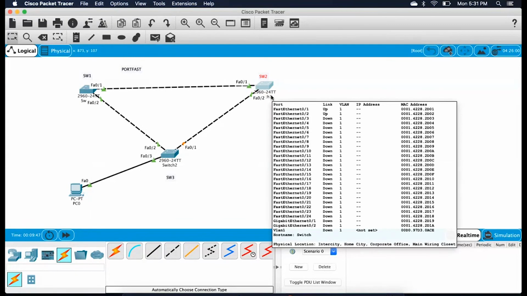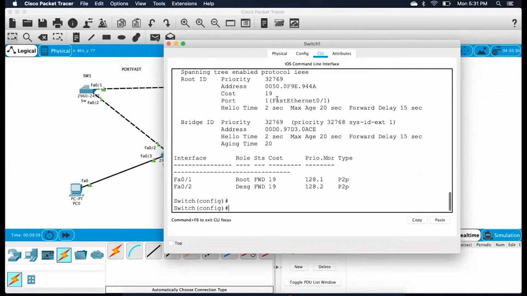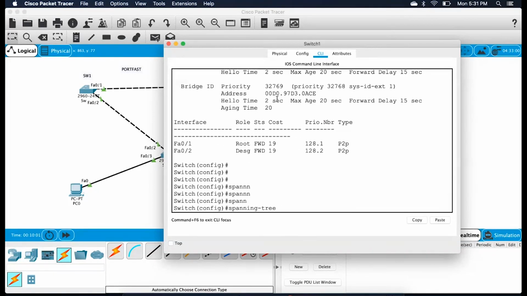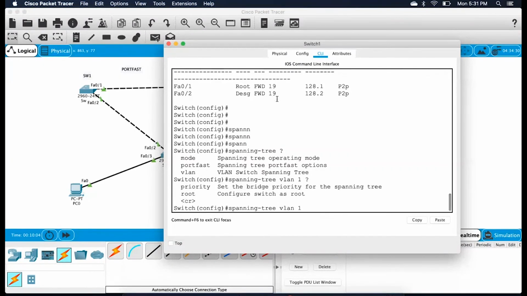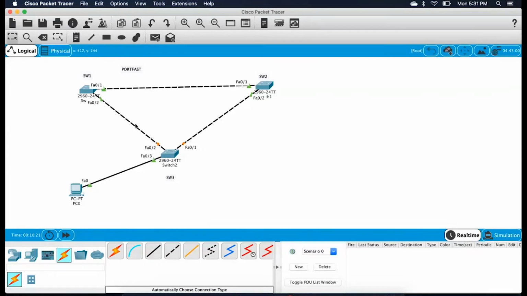So what you will need to do is change the priority of this particular switch. You can change the priority by using a command: spanning-tree, then VLAN 1, and then priority. You can mention a priority between 0 to 61440, but in multiples of 4096. So I can set a priority of 8192, let's say. And when I set that, you can see that some of the interfaces went down again. And when I reschedule that, this interface came up and this one went down.